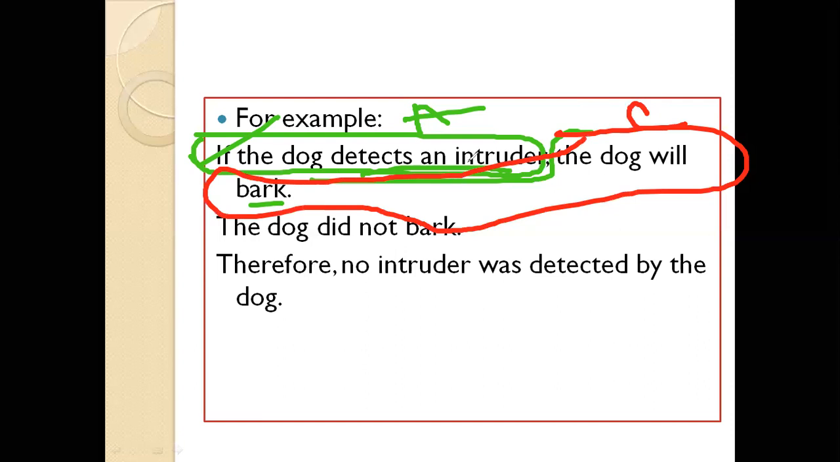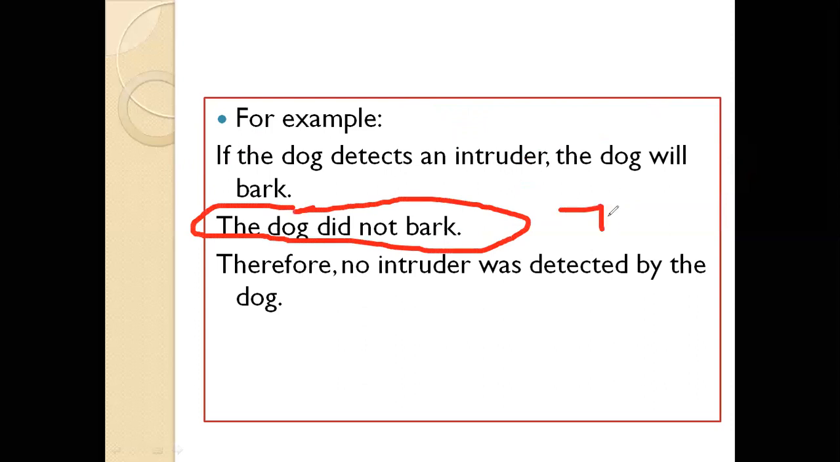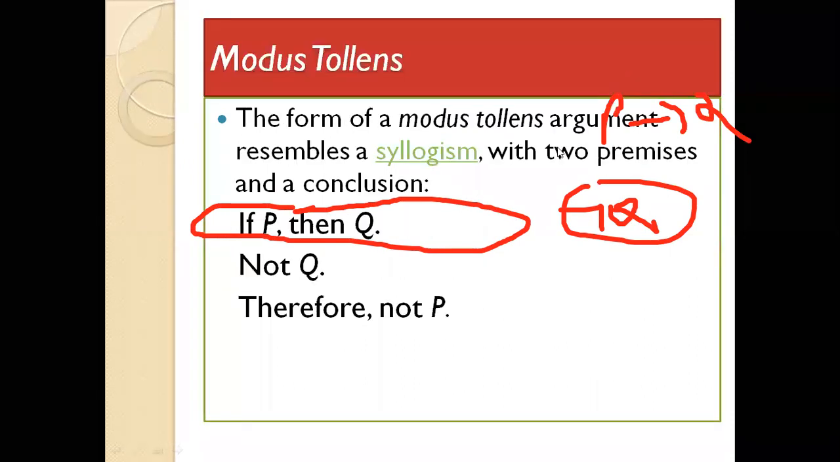Here the consequence part is the dog will bark, and the antecedent part is if the dog detects an intruder. Now, what is happening is that the consequence part is not happening. That is, the dog did not bark. That is negation of Q, right? P implies Q and negation of Q is given. So with the help of Modus Tollens, what I can say, not P. Got it?